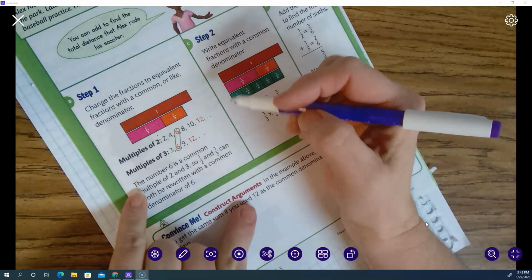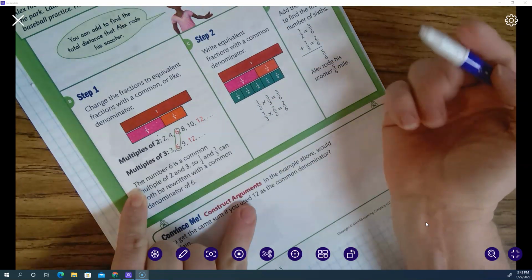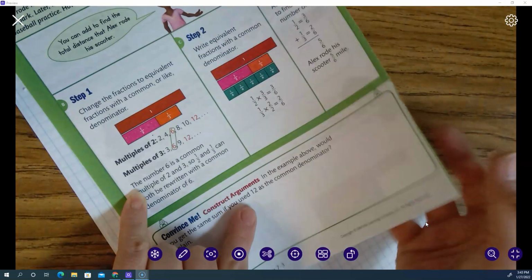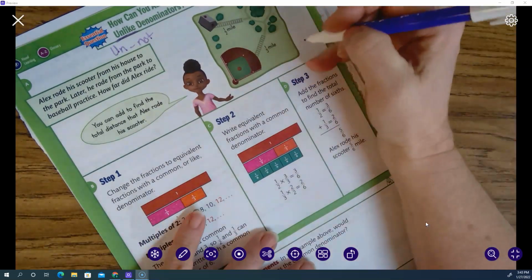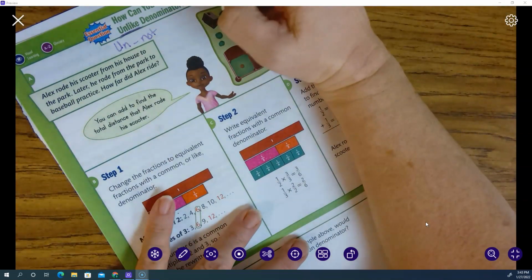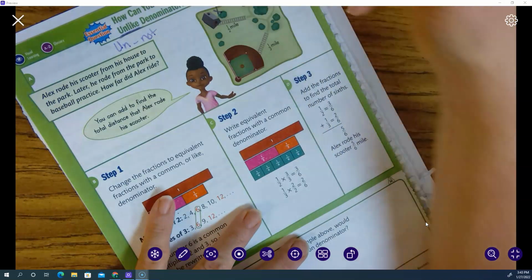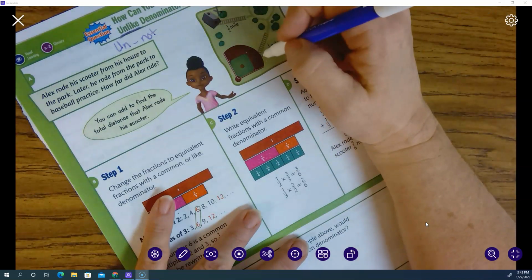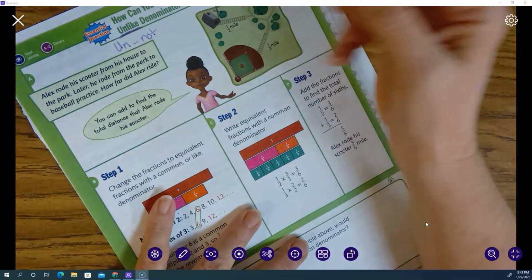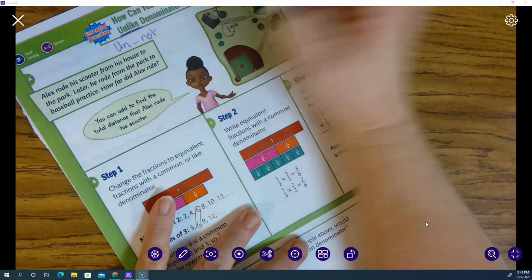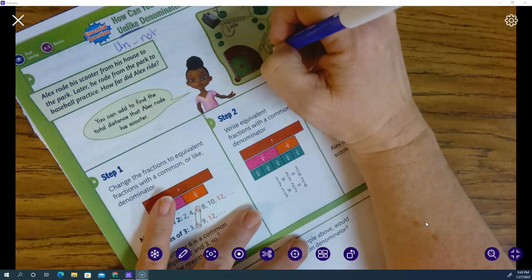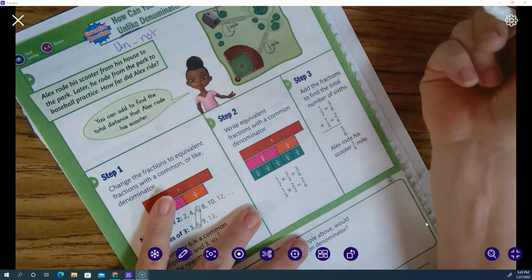But anyway, one of the ways that you can do this, let's say that we are wanting to add, up here in our little word problem, it says that Alex rode his scooter from his house, which is over here, and he rode it to the park. And then later he rode from the park to baseball practice. Well, from his house to the park is 1/2 mile. And then from the park to the baseball field is 1/3 mile.